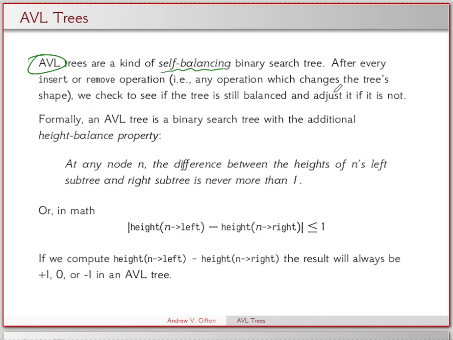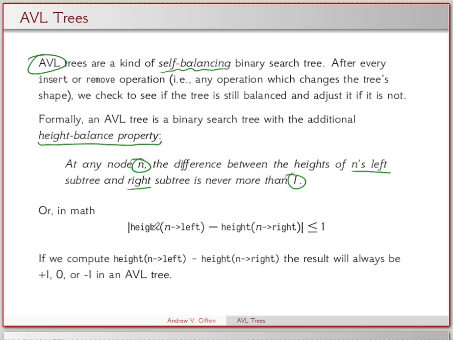So as you insert and remove things, the tree checks to see if it's still balanced and adjusts itself if it's not. The formal definition of an AVL tree is a normal binary search tree with an additional height balance property, which just says that if you look at any node, the difference between the heights of its left and right subtrees is never more than 1.